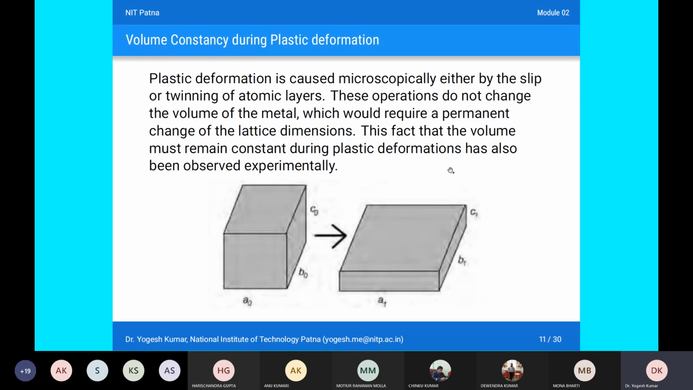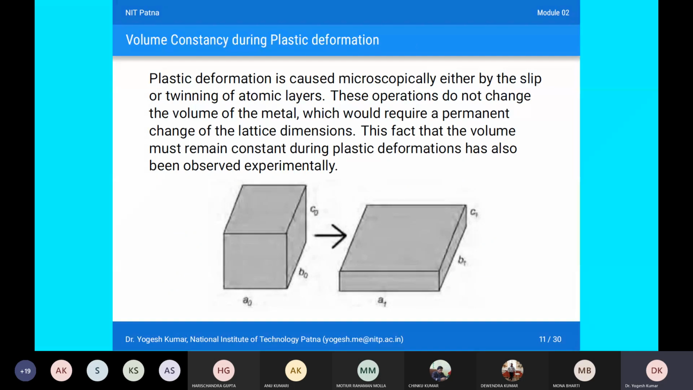Okay. So let us try to understand the volume constancy during plastic deformation. Let me finish in the next 10 minutes. After this topic, I will close today's lecture. Okay, so volume constancy.